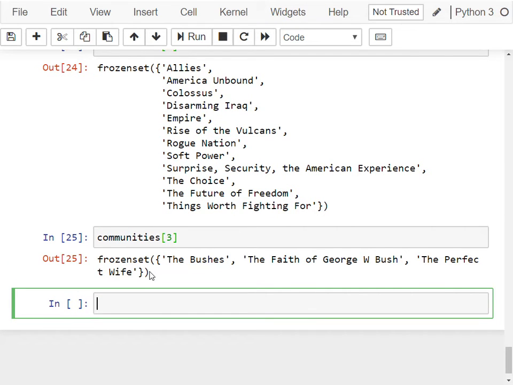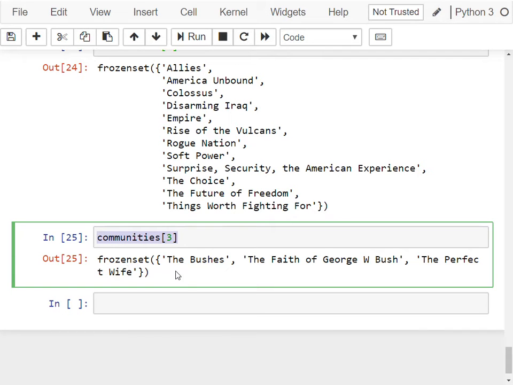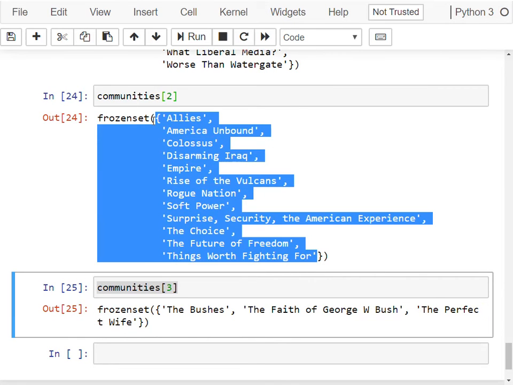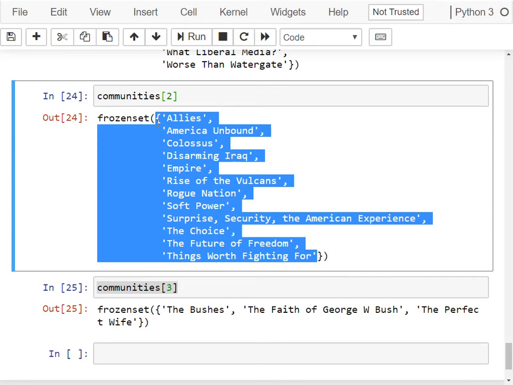Alright, so what are these books? Community 3 and 4 are the easiest. Community 3 is basically biographies about George Bush and his family. Indeed, I checked The Perfect Wife, and it's a biography of George Bush's wife. Communities 2 is also easy to uncover. Those are books about the Iraq War.